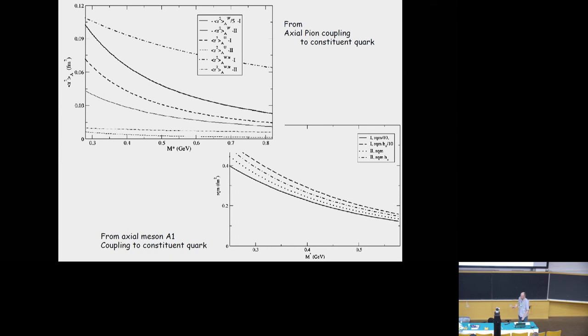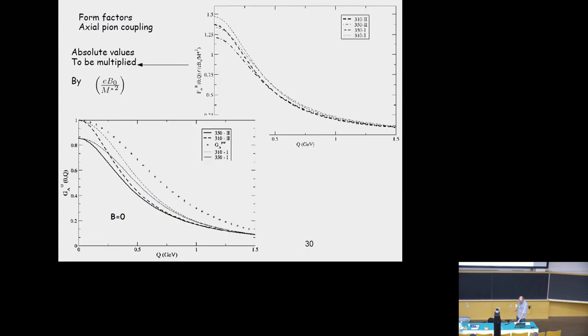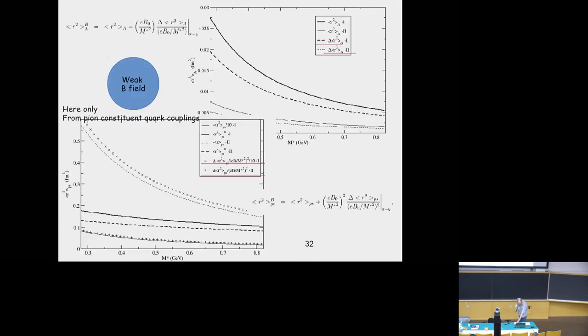So I think I have no time. I have also calculated the quadratic radii by the coupling of the A1 axial meson or the rho vector meson as well, and it provides larger values. And then I think I have no time, but I will discuss the effect of weak magnetic fields on these couplings. And just to show results, the correction to the axial quadratic radius is much larger than the correction to the pseudoscalar quadratic radius. The correction to the axial quadratic radius is of the order of linear in the magnetic field, and to the pseudoscalar quadratic radius is quadratic in the magnetic field. That's weak with respect to the quark mass.